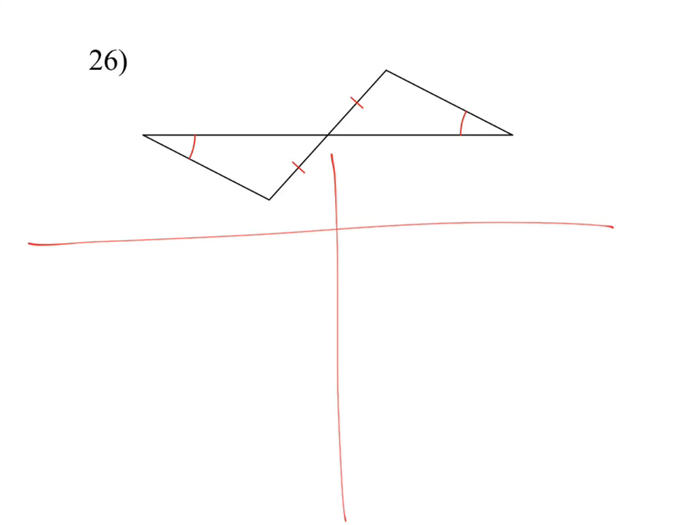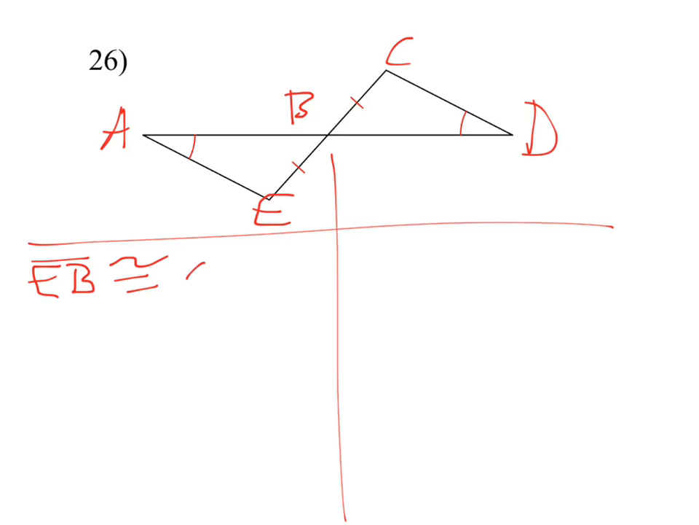Again, get yourself a couple of columns there. We're going to have A, B, C, D, and I'll put E over here. And already on the picture, these two sides are congruent. That's EB and CB. Those are congruent. It's right on the graph, so I can say those are given.